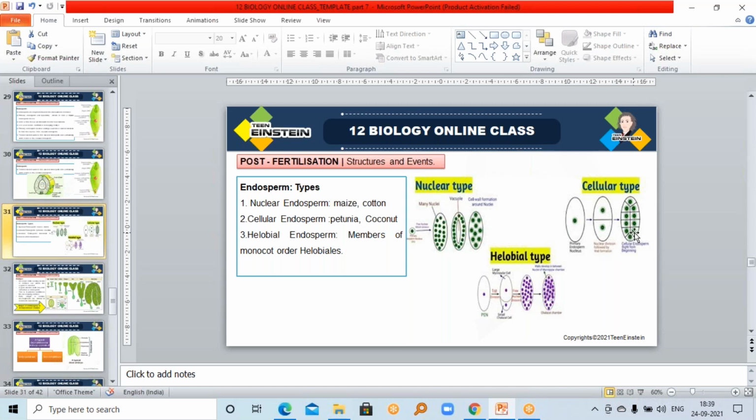Next, the endosperm has a cellular appearance in the cellular type. And examples: coconut. Coconut, first it will be in free nuclear form, then it will be in cellular form, right? You can see cellular type. Okay. And the third type is halobial endosperm. Intermediate between nuclear and cellular type. Okay, this is the intermediate type between nuclear type and cellular type.